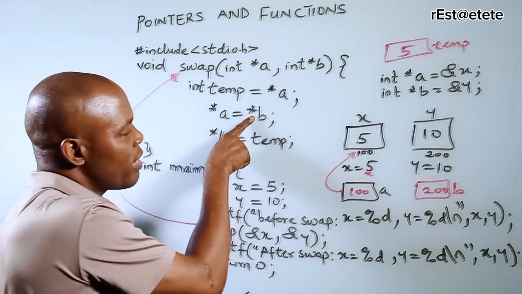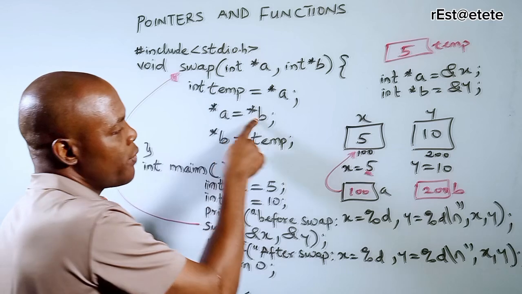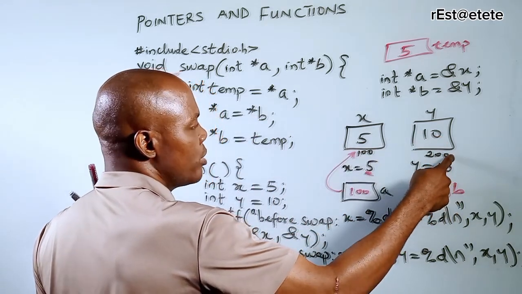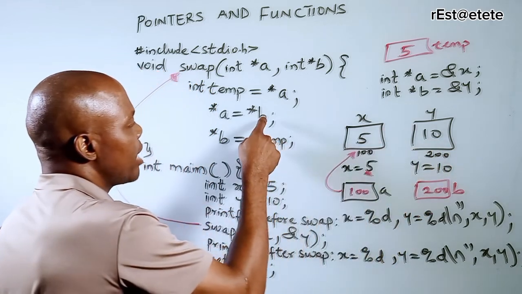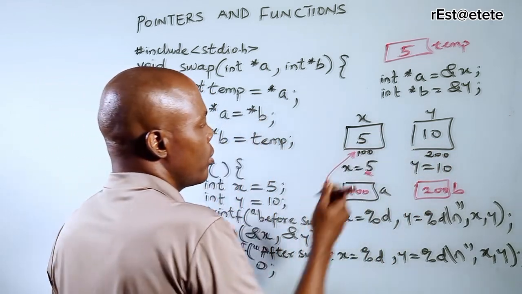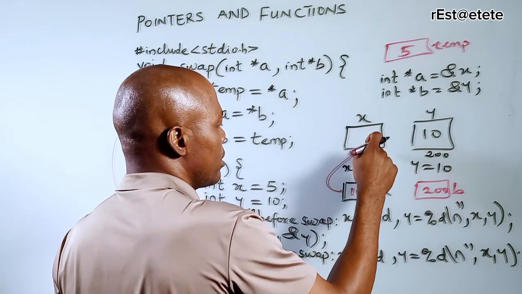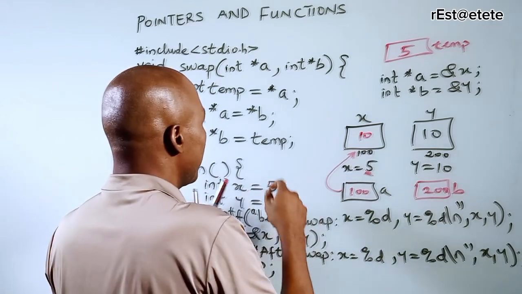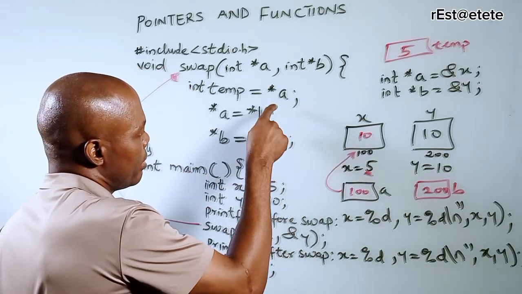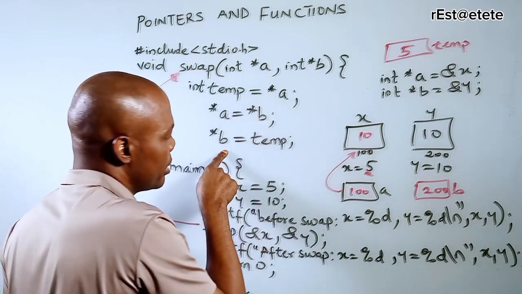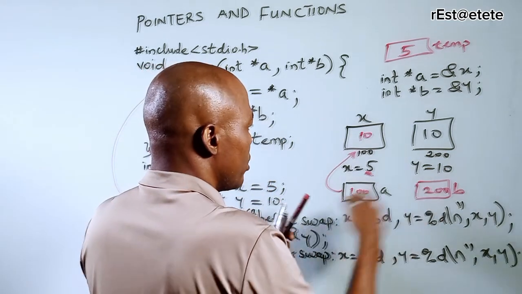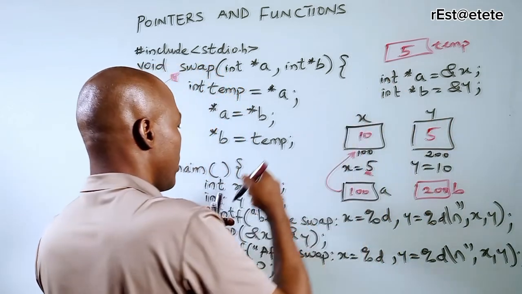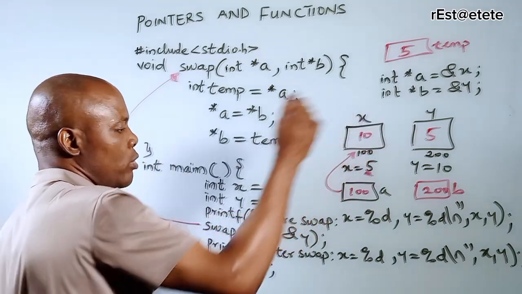And then you are asked to dereference b. When you get to this address 200 and you dereference it, what you will see is 10. So you are asked to take that 10 and put it in a. So a, which is x, now becomes 10. And then you take what was in temp and put it in y. So this place will become 5. So that is what you've done.